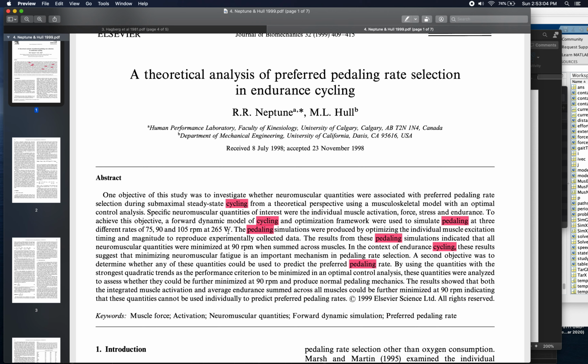A pretty, I'd say that's a little high for the average person, but for a well-trained endurance cyclist, this is one that they could probably hold for a pretty long amount of time as an endurance effort.